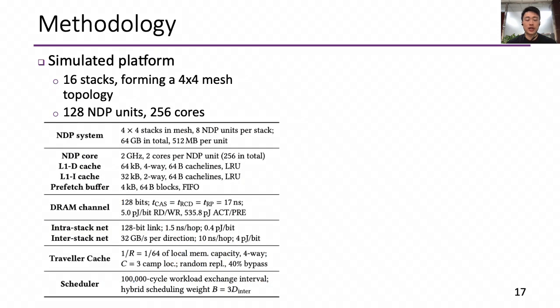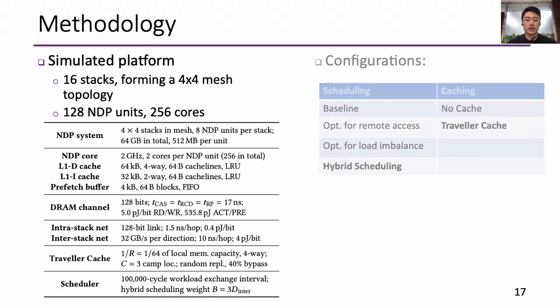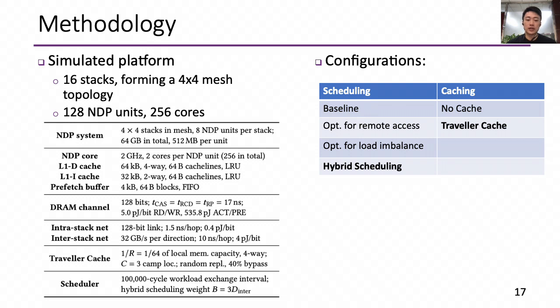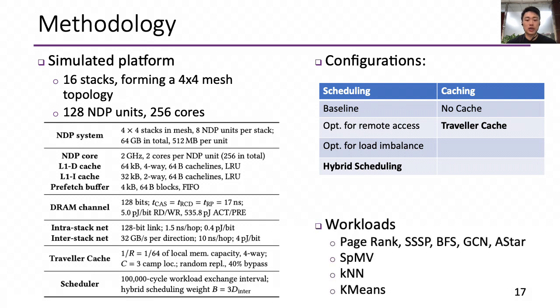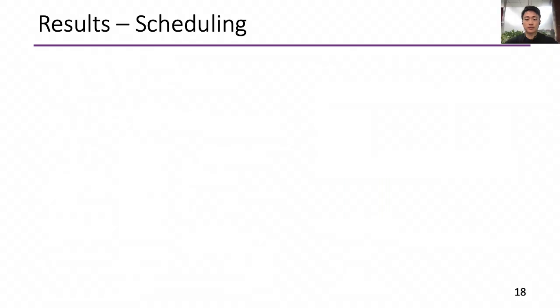Here is our methodology for evaluation. We simulate the NDP systems using ZSim. Our system includes 16 memory stacks, 128 NDP units. For scheduling, we evaluate the scheduling method considering remote access and load imbalance separately, and our hybrid scheduling policy. And we evaluate the traveler cache alone. Lastly, we combine hybrid scheduling and traveler cache to see the overall results. We implement 8 representative NDP-friendly applications using our task-based model.